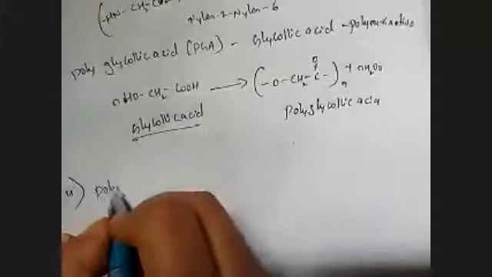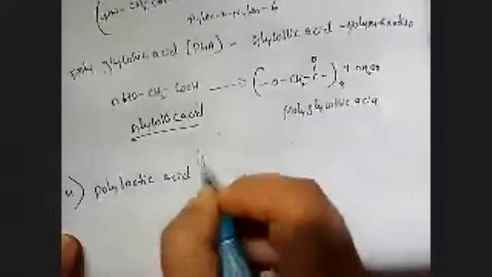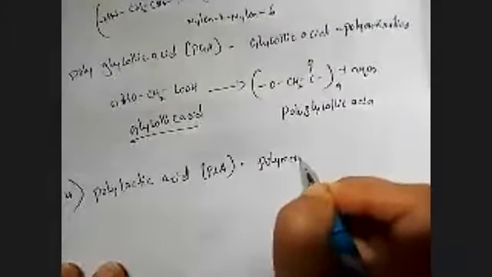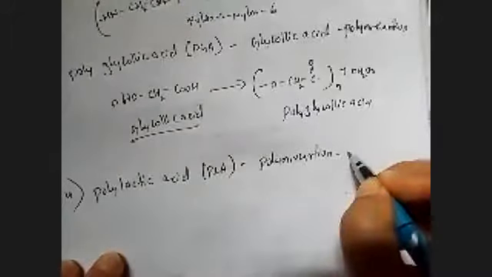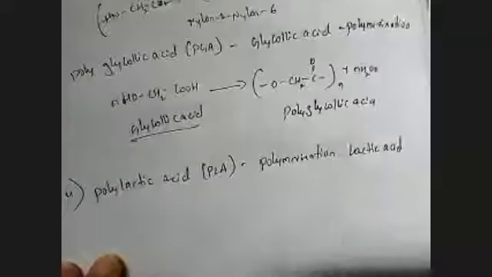Next, polylactic acid, that is PLA. This is also a polymerization reaction. This is not a copolymerization reaction. So polyglycolic acid and polylactic acid are polymerization reactions. You'll get it from lactic acid. I'll write the monomer, and you should write the polymer. So this is lactic acid. Get the product from this.